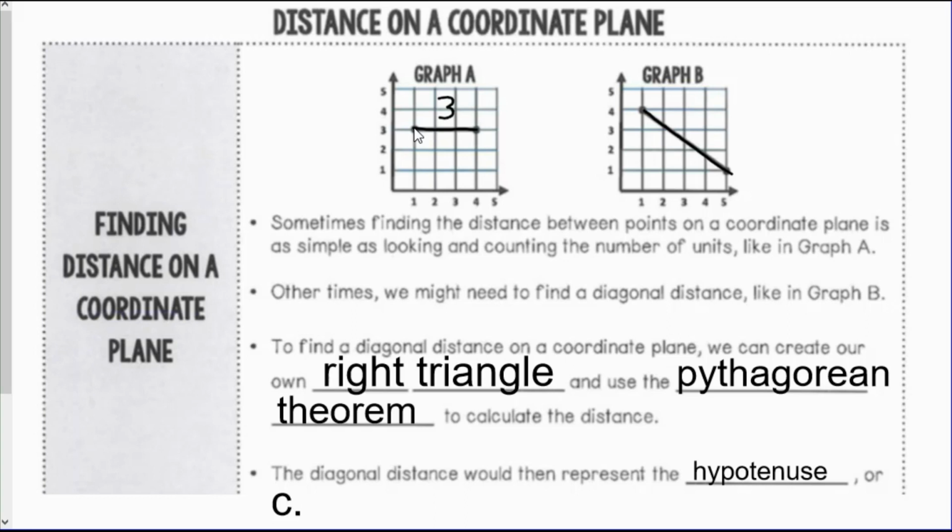So in order to find a diagonal distance on a coordinate plane, we can create our own right triangle and use the Pythagorean theorem to calculate the distance. For instance, if I create a right triangle here, notice that vertical lines and horizontal lines will be perpendicular, so I know that's a right triangle. Then I can find my two side lengths and use a squared plus b squared equals c squared to find my hypotenuse. Your diagonal distance would represent the hypotenuse, or c.